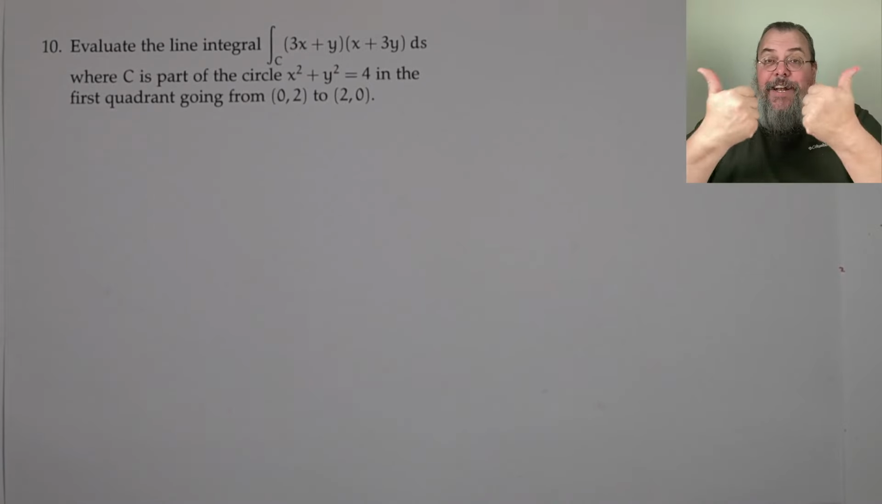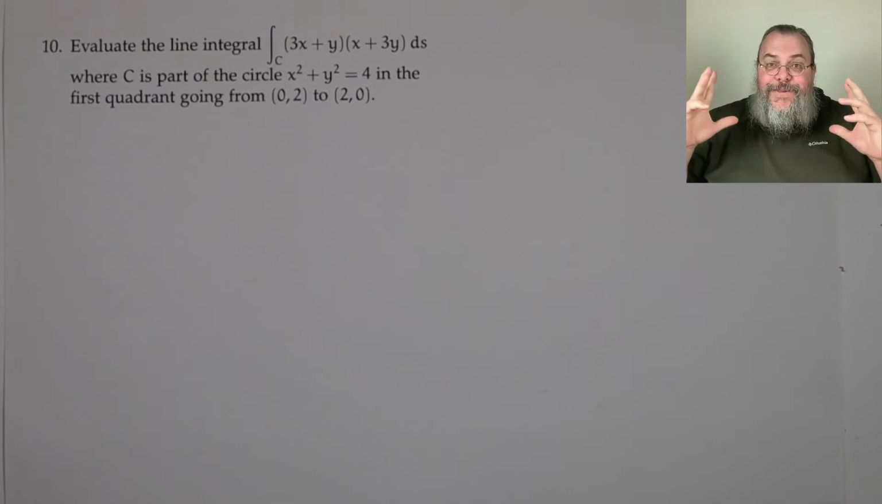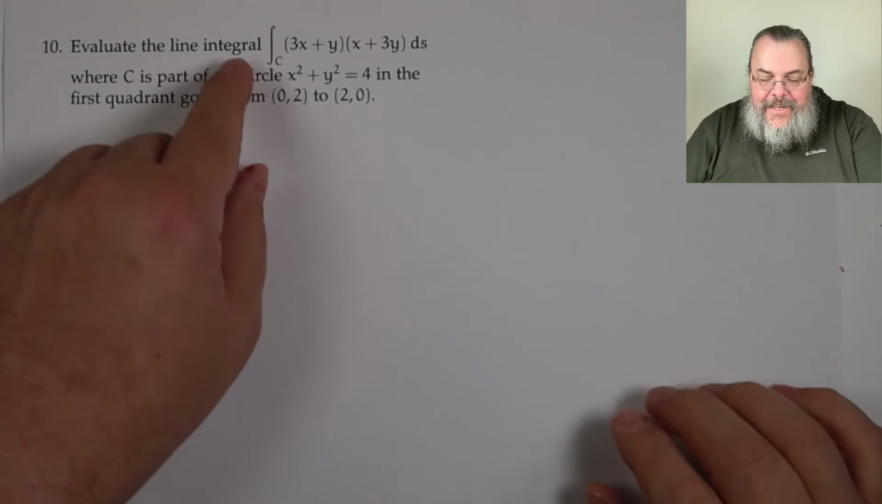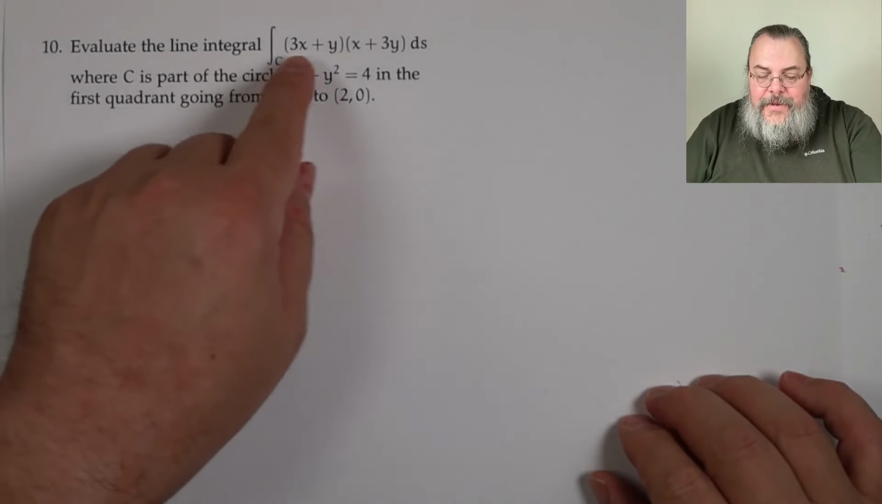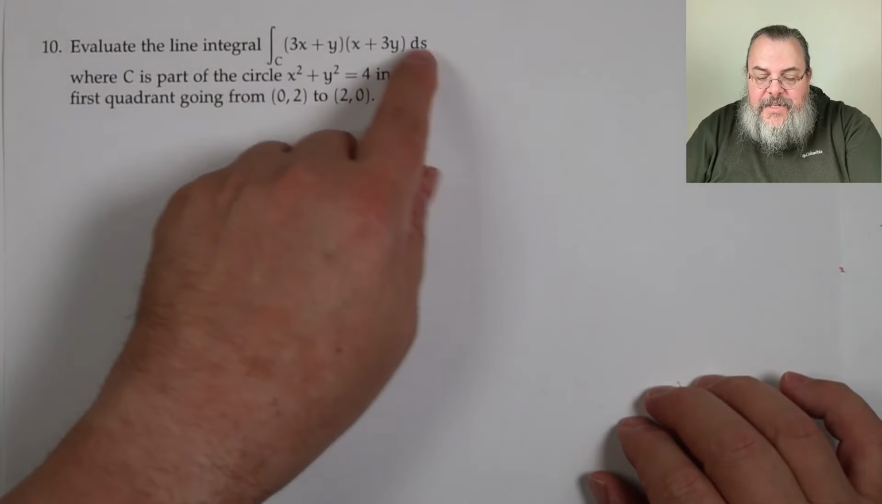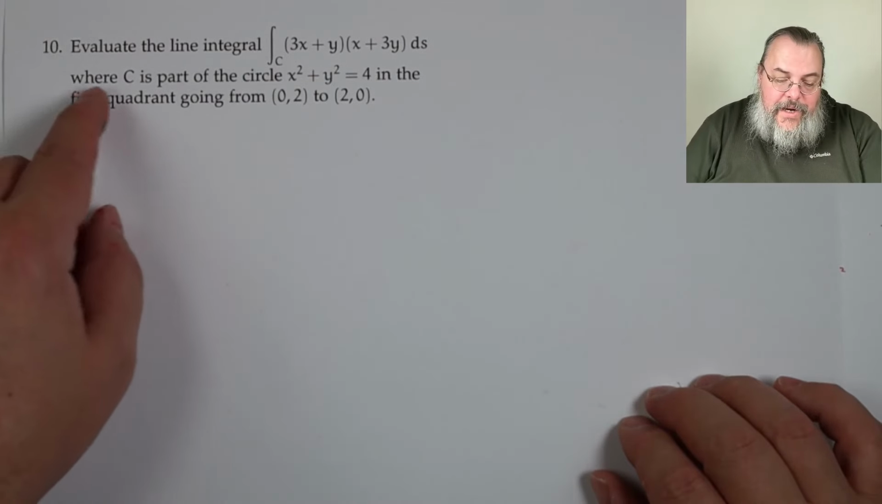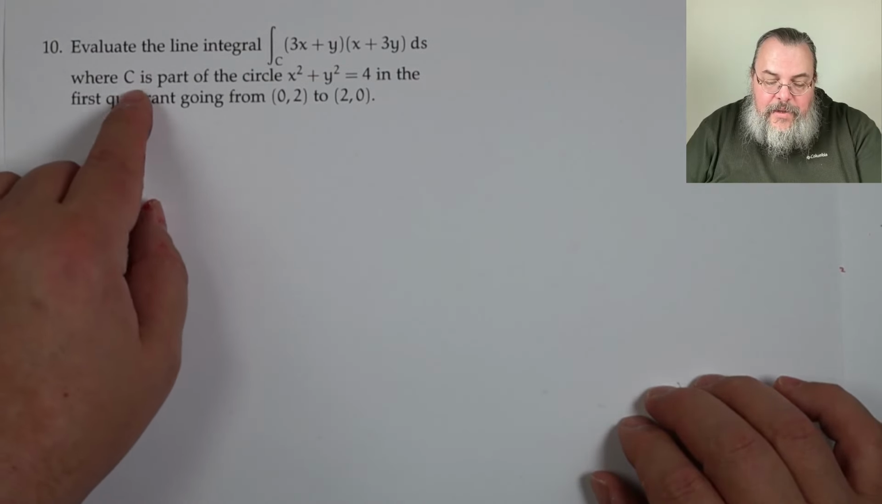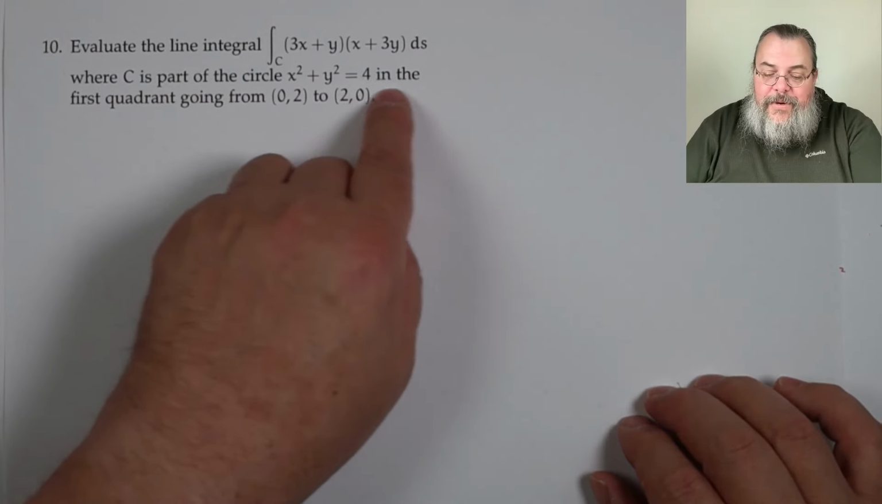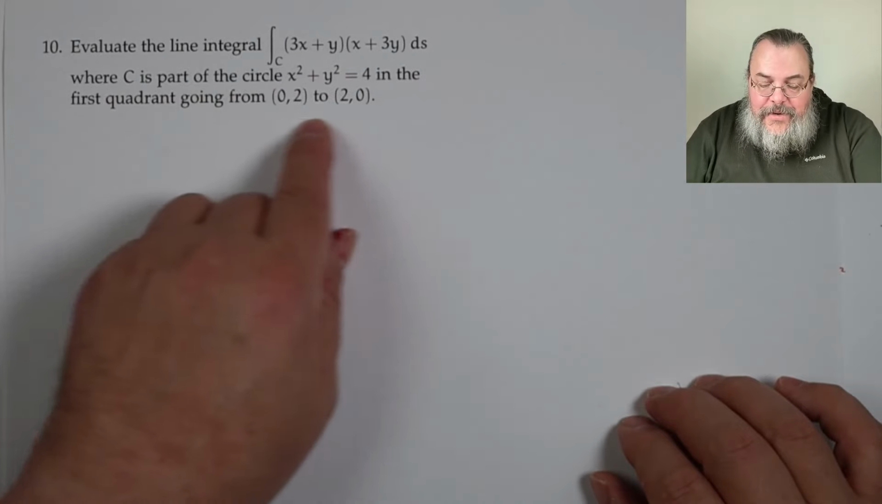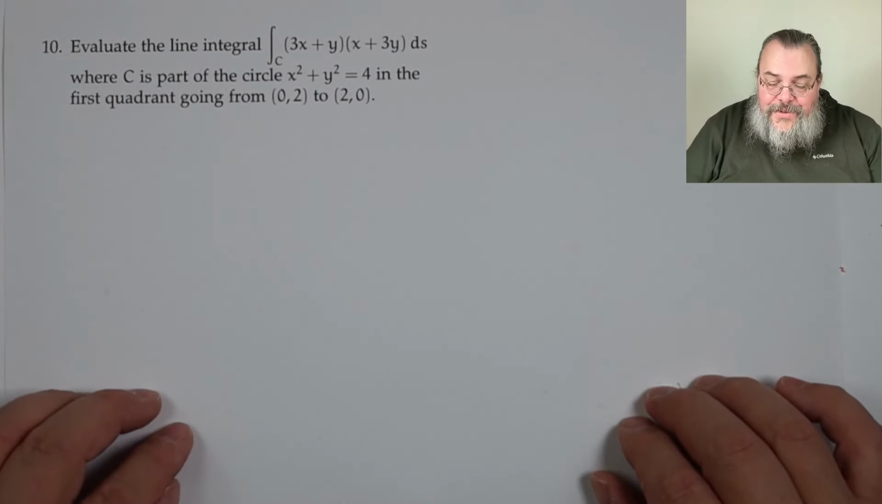Number 10. We're asked to evaluate this line integral. The integral along a curve of 3x plus y, x plus 3y ds, where the curve is part of the circle x squared plus y squared equals 4 in the first quadrant going from 0, 2 to 2, 0.